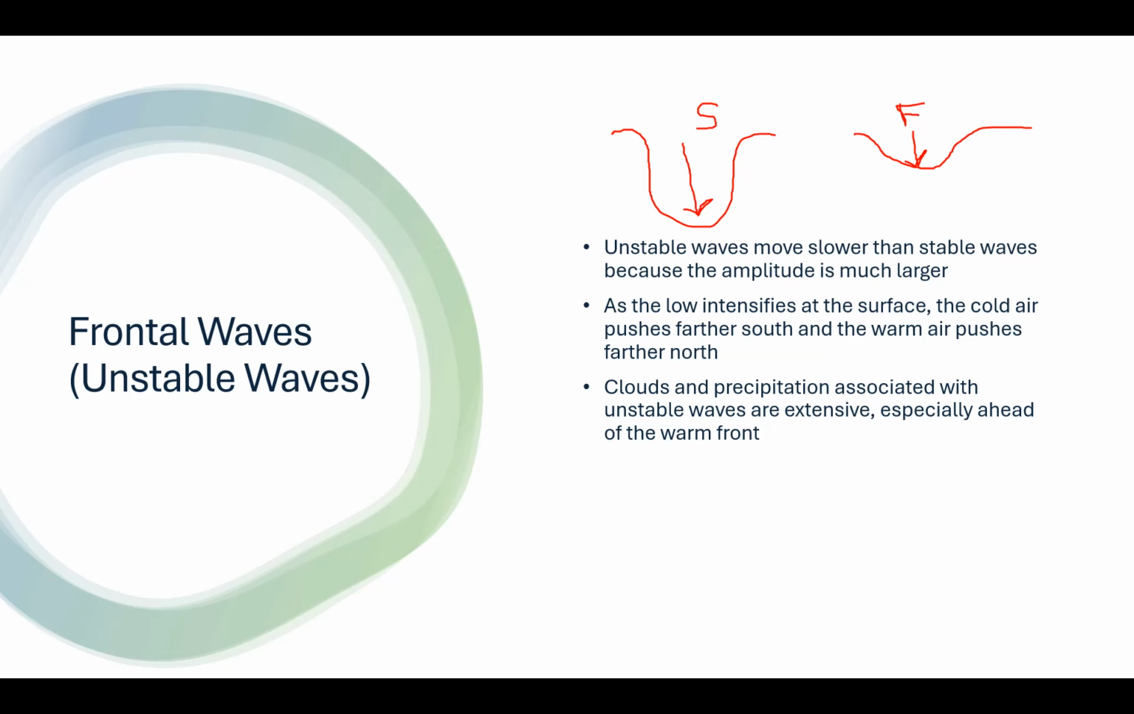So it's the same thing with unstable waves. They're going to move slower than stable waves because the amplitude is much larger in association with the unstable wave. So, a slower movement. Now, as the low pressure intensifies at the surface, the cold air pushes farther south and the warm air pushes farther north. And then you get clouds and precipitation forming associated with unstable waves. It covers a very large area, specifically in the fall and winter time.